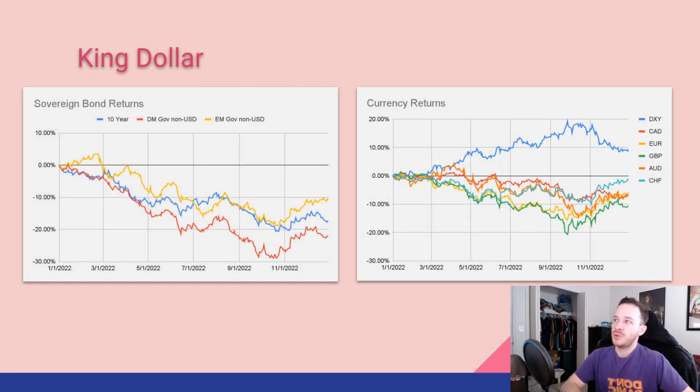And switching over to the currency markets, the main topic of the year in terms of currency has been the outperformance of the US dollar, and King dollar, as we are calling it right here. The 10-year treasury return that we've already talked about was down pretty significantly, but the domestic market government bonds outside of the US have performed even worse than that.